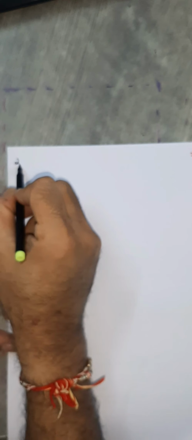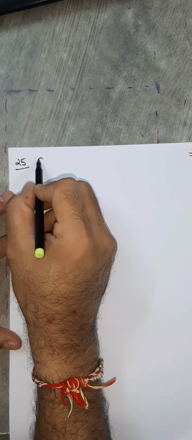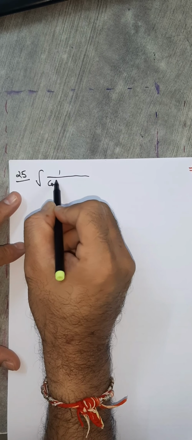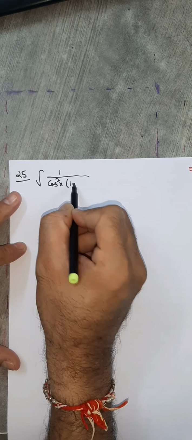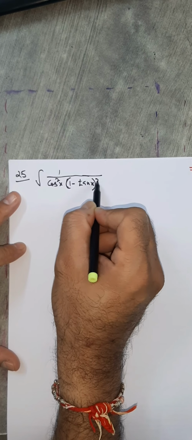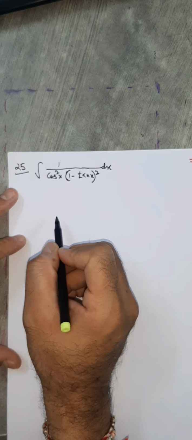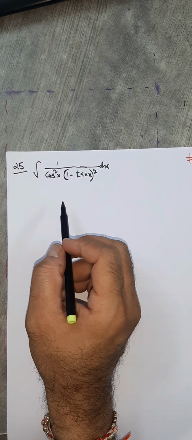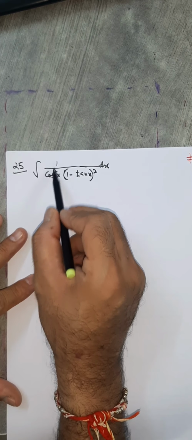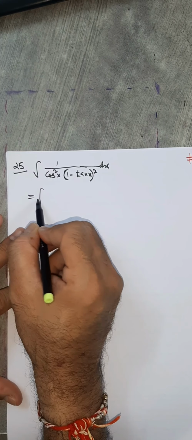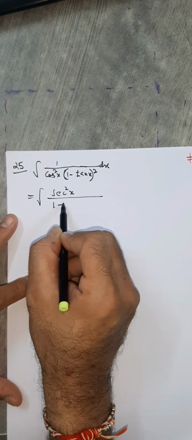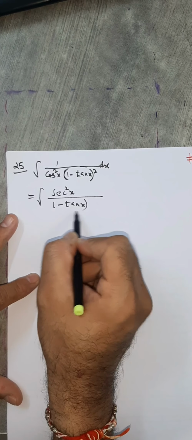Next question, 25. Integral of 1 upon cos square x into 1 minus tan x the whole square. Now here the obvious observation is you can write 1 upon cos x squared. Why are we doing this? Because you know the derivative of tan x is sec squared x. So you have this much.